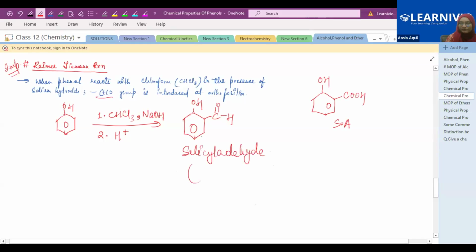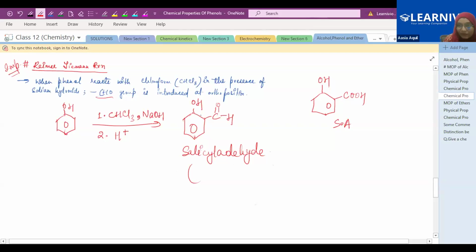Can anyone tell me? Yes, Muniba? Yes, Safrina? Yes, tell me. 2-hydroxybenzoic. Yes, very good. But not benzoic acid, it is a benzaldehyde. It's an aldehyde group, right? What is attached to the benzene? Aldehyde group. So you will call it benzaldehyde. If it is a COOH group, then you will call it benzoic acid.